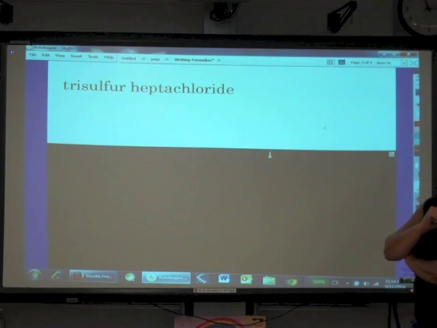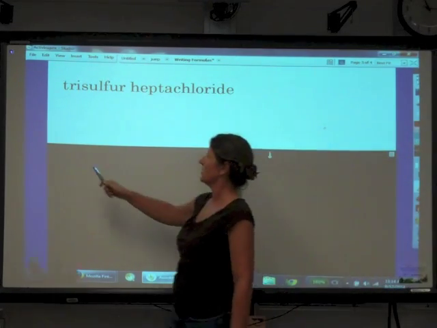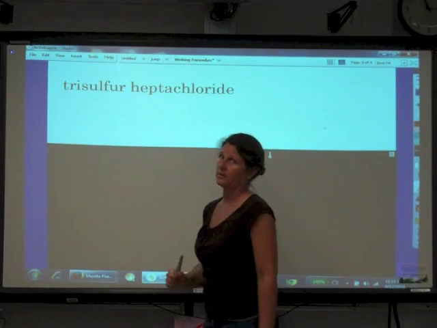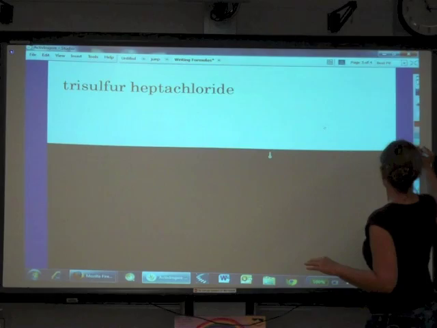This compound is a covalent compound. How do I know it's a covalent compound? Because it's got these Greek prefixes. And so this is going to go very, very easily.